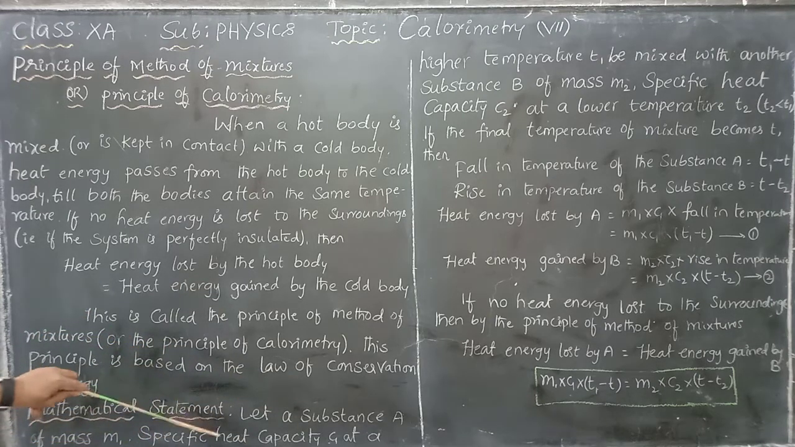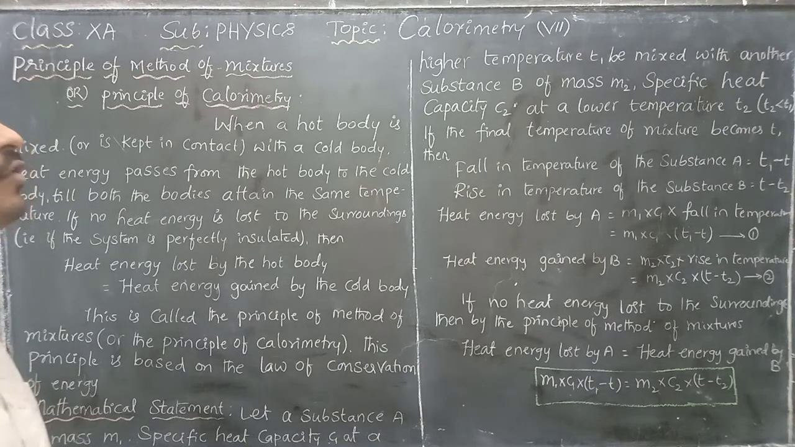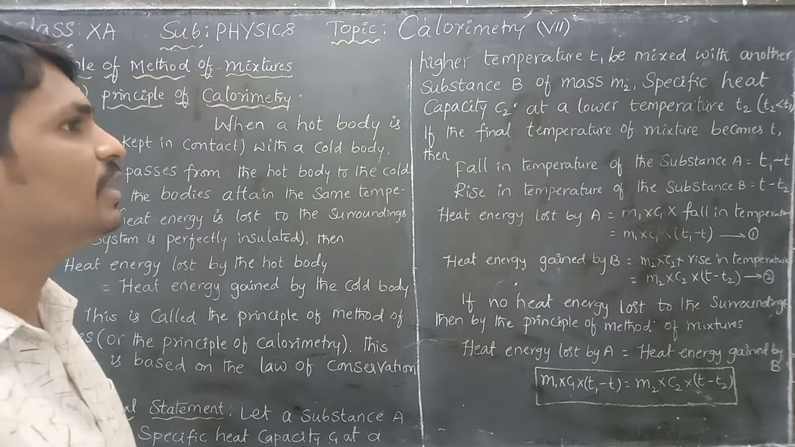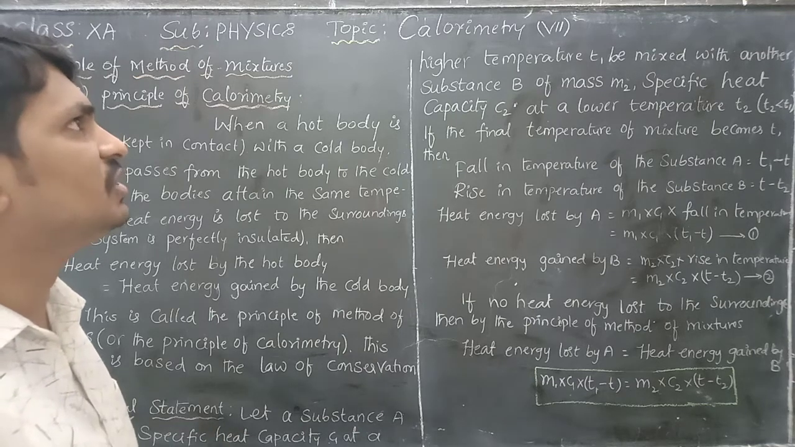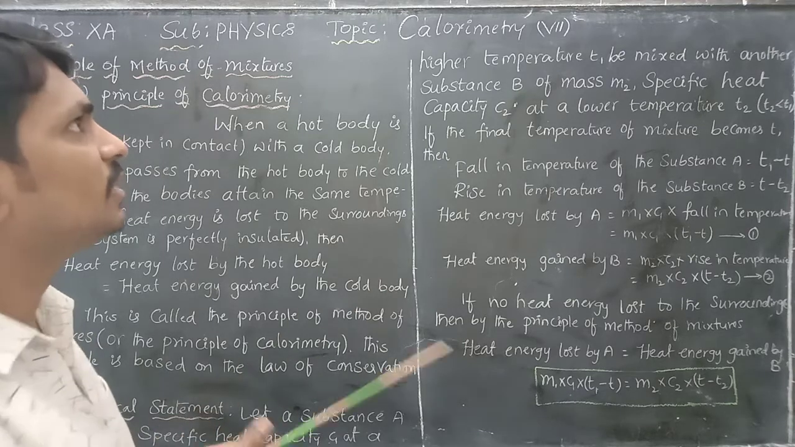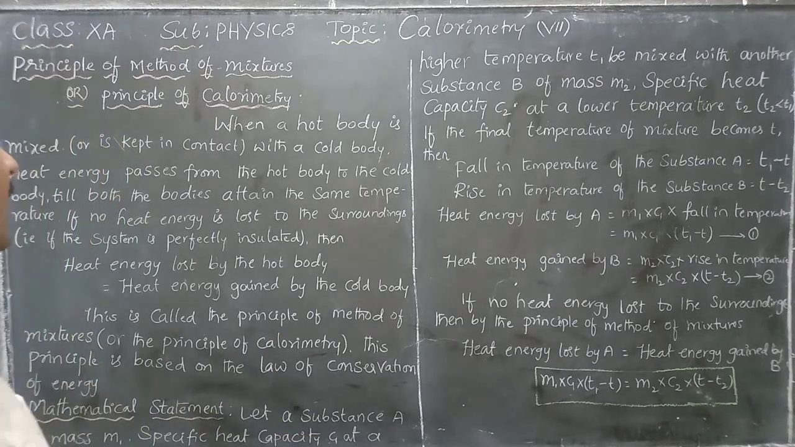This principle is based on the law of conservation of energy. What is the principle involved in the method of mixture, or principle of calorimetry? It is nothing but the law of conservation of energy. You already know energy is not lost to the surroundings. No creation, no destruction. Energy is only converted from one form to another. So the principle of calorimetry works based on the law of conservation of energy.